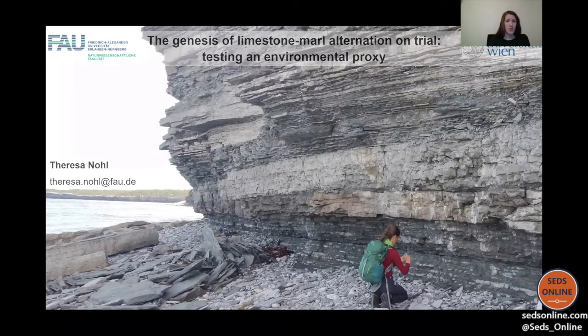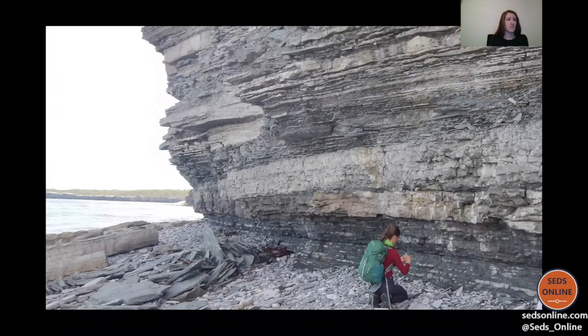So what are limestone alternations? Limestone alternations are known from all series in Earth history and from a wide variety of depositional settings, ranging from marginal to full marine. And they are basically rhythmically alternating beds of relatively calcium carbonate rich, more solid limestones, and relatively less calcium carbonate rich and less solid marls.